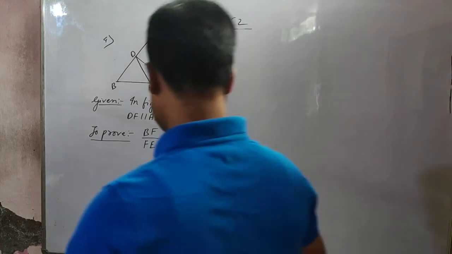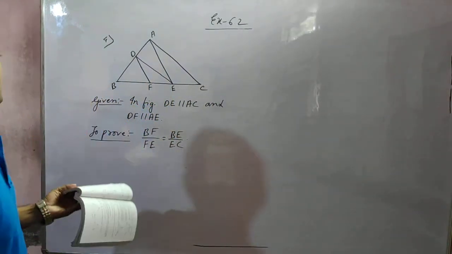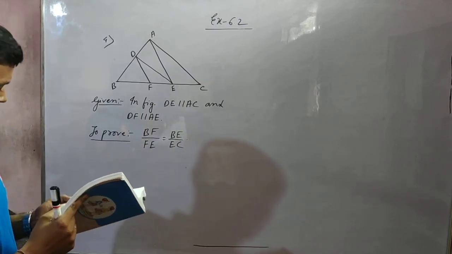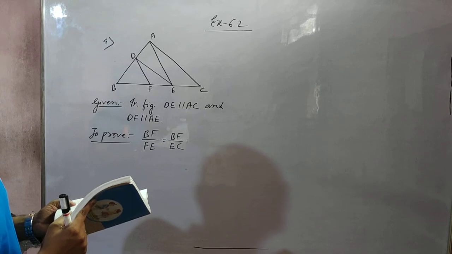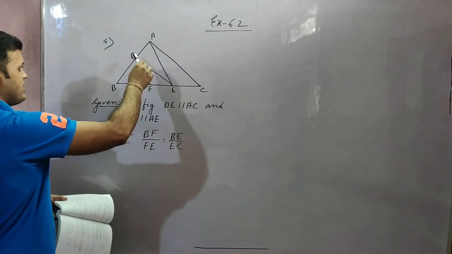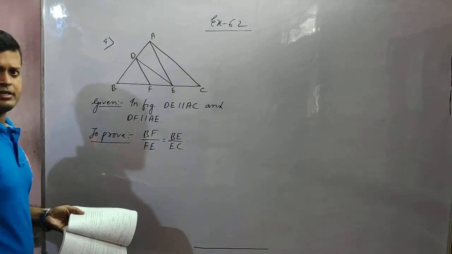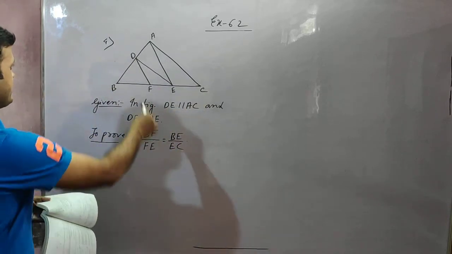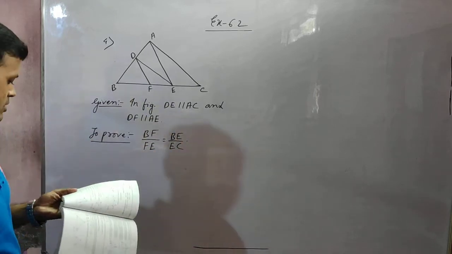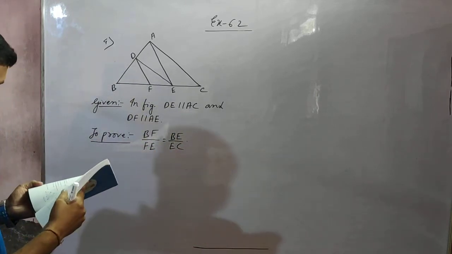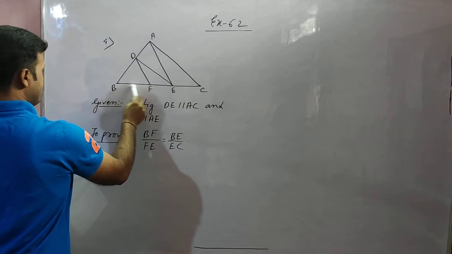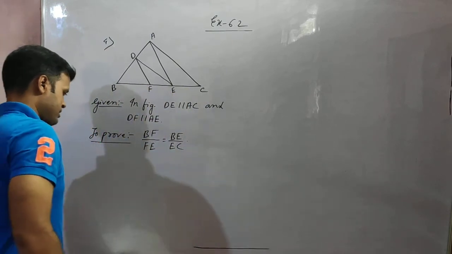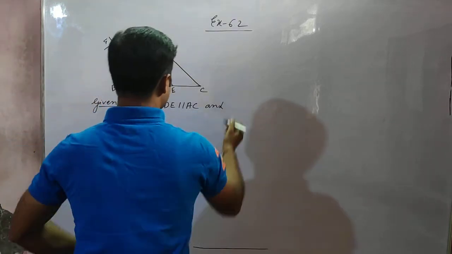So students, let us see this sum. In the figure, DE is parallel to AC. Again, DF is parallel to AE. We need to prove that BF by FE is equal to BE by EC. Very easy proof. Just see the sum.